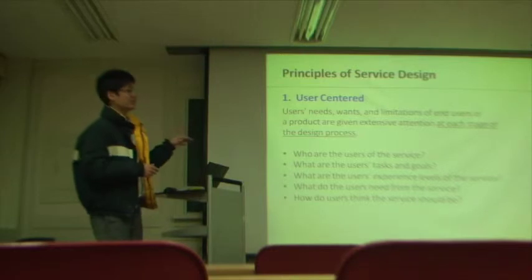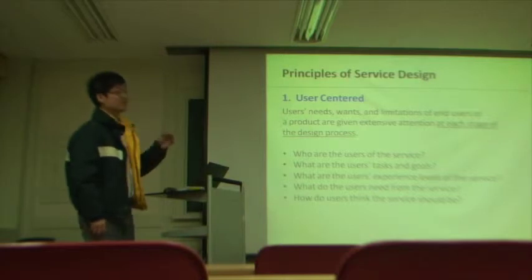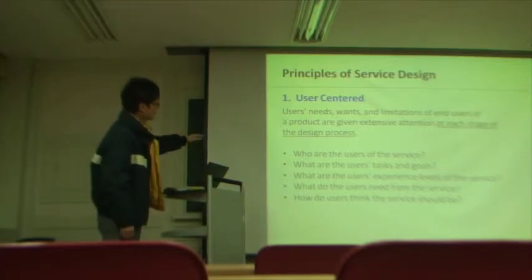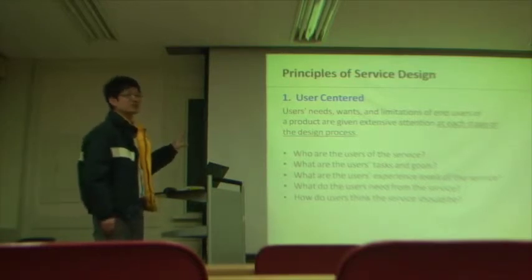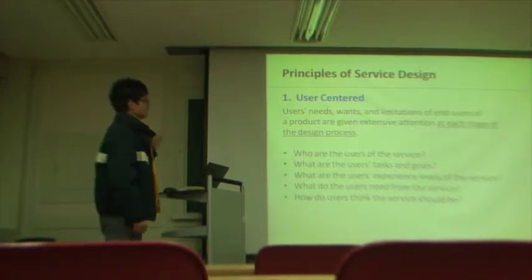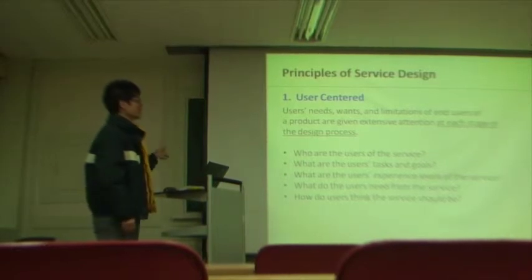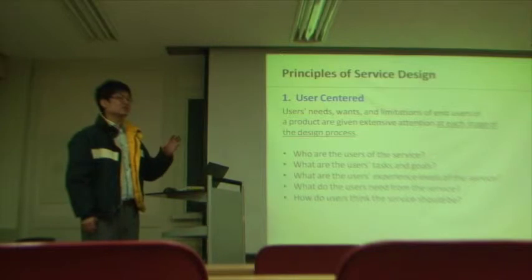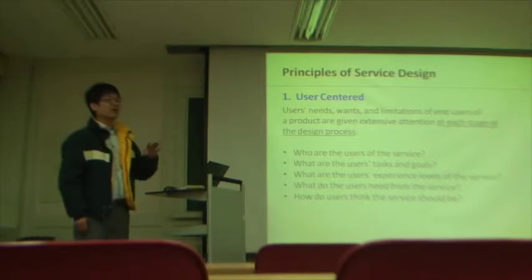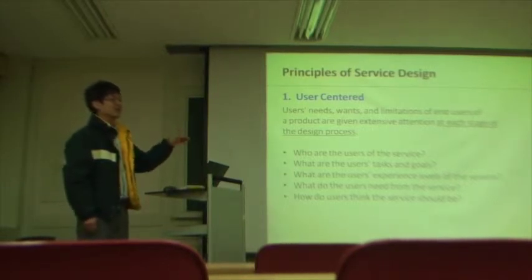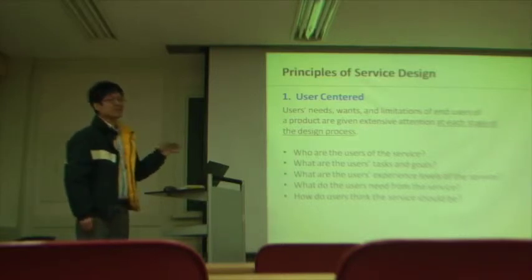So that's user-centered. And so normally when we perform a service design project, the five items are the important key information we want to get from doing a service design. The first is we have to identify who the users are. The second, we have to understand the users. Do they have a particular goal in a service? Or what are the tasks they need to perform in order to get involved in the service? And what are the users' experience levels of the service?